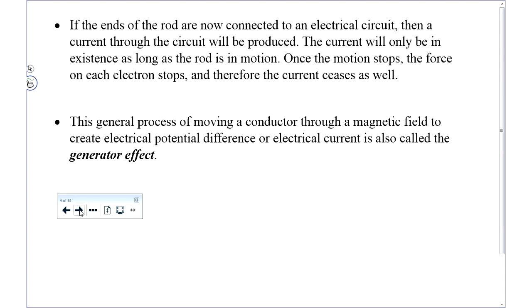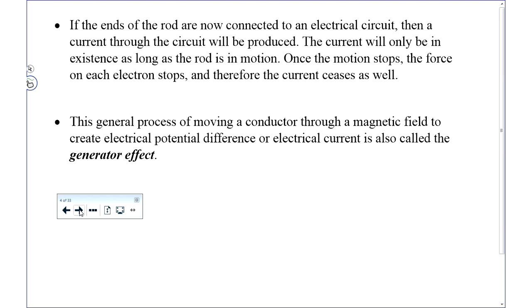If you now connect the ends of this rod to an electric circuit, then what you're going to actually generate is a current. You won't get really a flow of electrons until you connect the two ends of the rod to something that can carry a flow of electrons, like a light bulb. The current will only exist as long as you move the rod. As soon as you stop moving it, the force on each electron stops, so you get no current.